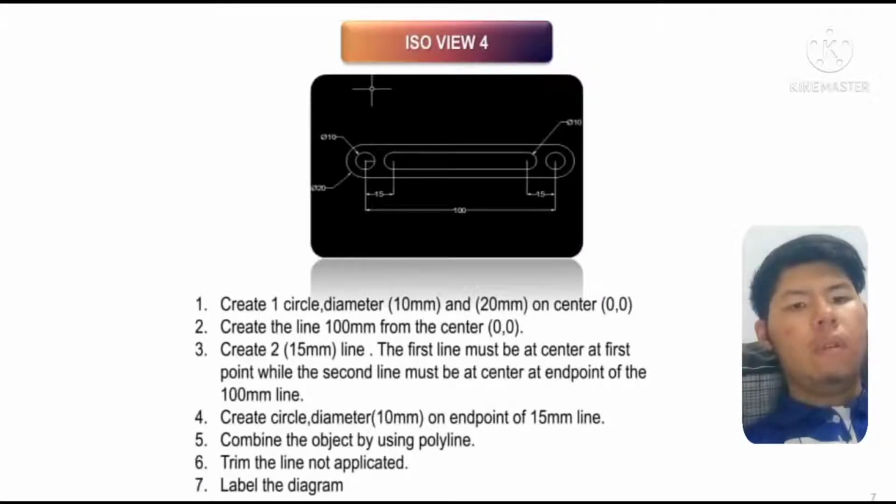Next, ISO view 4. Firstly, create one circle with diameter 10 mm and 20 mm on center 0, 0. Secondly, create the line with 100 mm from the center 0, 0. Thirdly, create two 15 mm lines. The first line must be at the center at the first point, while the second line must be at the end point of the 100 mm line. Fourth, create a circle with diameter 10 mm on the end point of the 15 mm line. Fifth, combine the objects by using polyline. Sixth, trim the lines not applicable. Seventh, label the diagram.